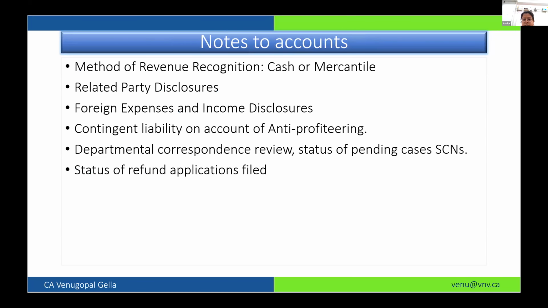In notes to account, as we discussed, we give revenue recognition. We also give related party disclosures. How you can derive this from GST, we'll discuss in our subsequent slide. Foreign income and expenditure disclosure we give. That also, how there is an interplay between your accounts and your GST, we'll discuss in a subsequent one. Contingent liability on account of anti-profiteering. Any departmental correspondence like pending cases, and refund applications filed. All these things we disclose in notes to account.